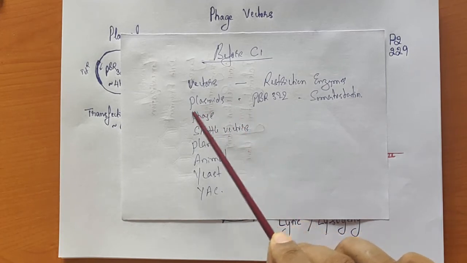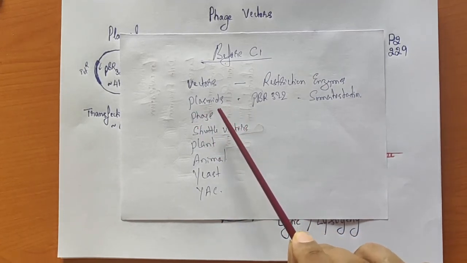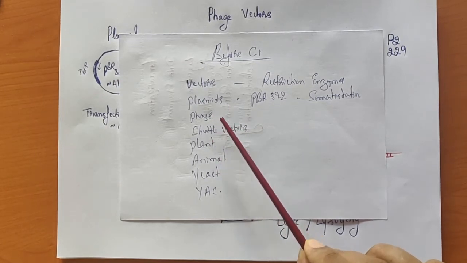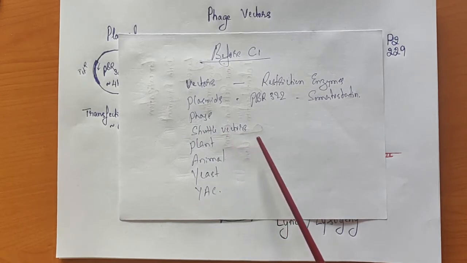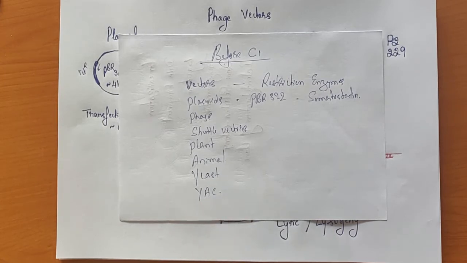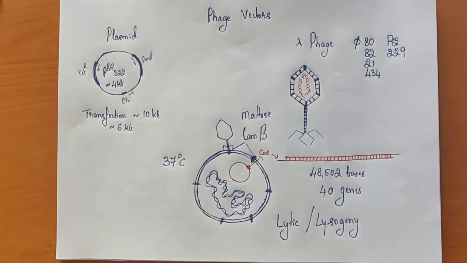The plasmid vectors for sure have some limitations. To overcome the limitations of plasmids, we also have other vectors like phage vectors, shuttle vectors, plant vectors required for plant biotechnology, animal vectors useful for animal biotechnology, yeast vectors, and finally we discussed the yeast artificial chromosome. So in the current video, we discuss the phage vectors.